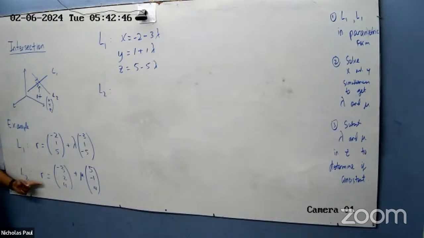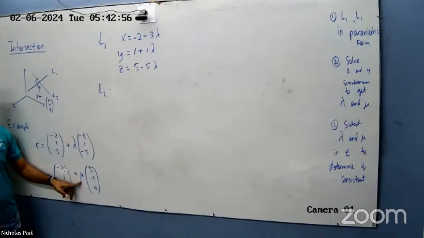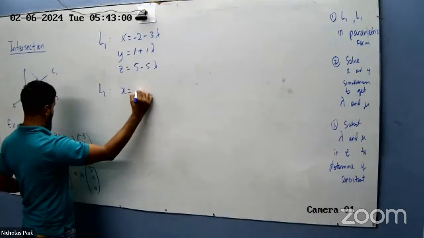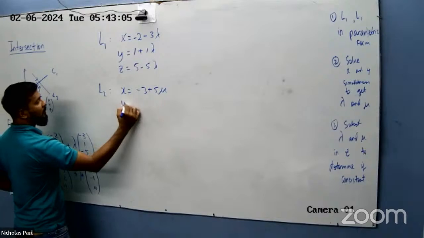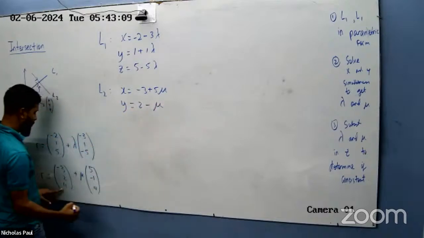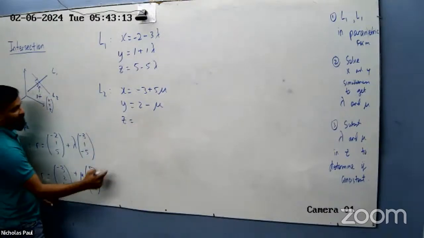Now for L2, are you okay with that? What is X? X is equal to minus 3 plus 5 mu. Then Y is equal to 2 minus mu. And Z is equal to 11 plus 4 mu.